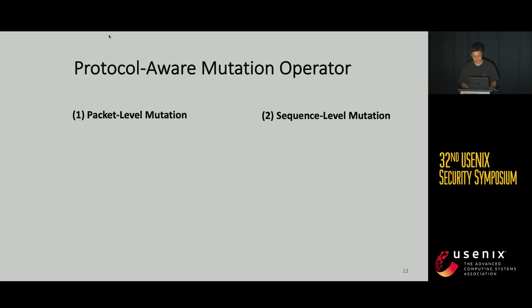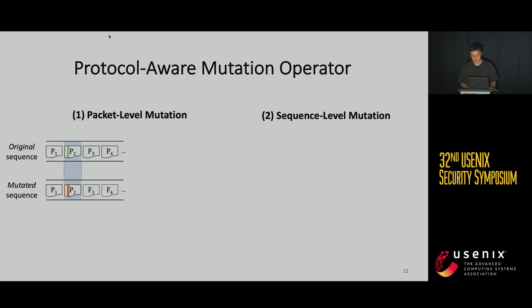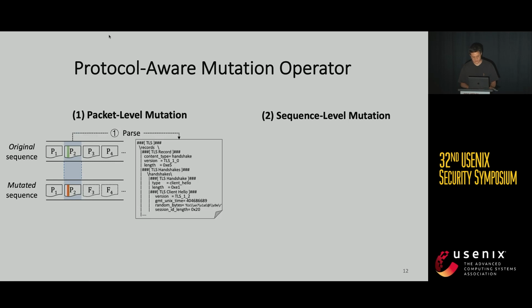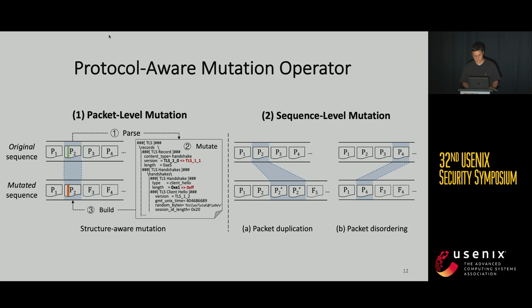Second, we introduce mutation operators on two levels, including the packet and sequence levels. For the packet level, we use structure-aware mutation. For the packet selected for mutation, we first parse it, and then we randomly select several fields and perform mutation according to their type. Finally, we rebuild it and form the mutated packet. For the sequence level, we develop packet duplication and disordering. This helps in identifying bugs under network environments with packet delays or losses.